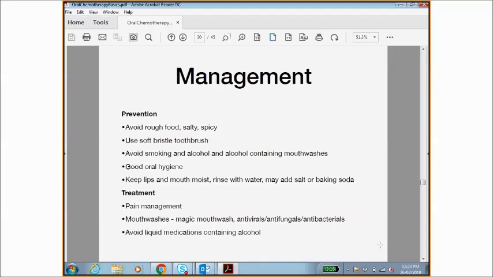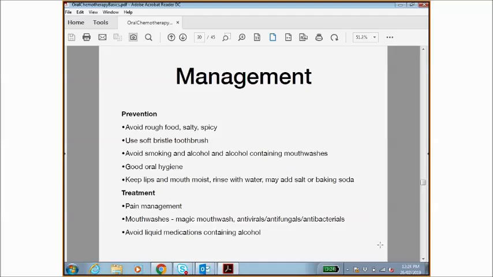So if we can prevent it, again, that's great. So we tell them to avoid rough food, that sort of thing. Salty, spicy food, use a soft bristle toothbrush. Avoid smoking and also alcohol-containing mouthwashes. Good oral hygiene. Keep the lips and mouth moist. Drink water every couple of hours. You could add salt or baking soda to the water, and you might want to alternate those.